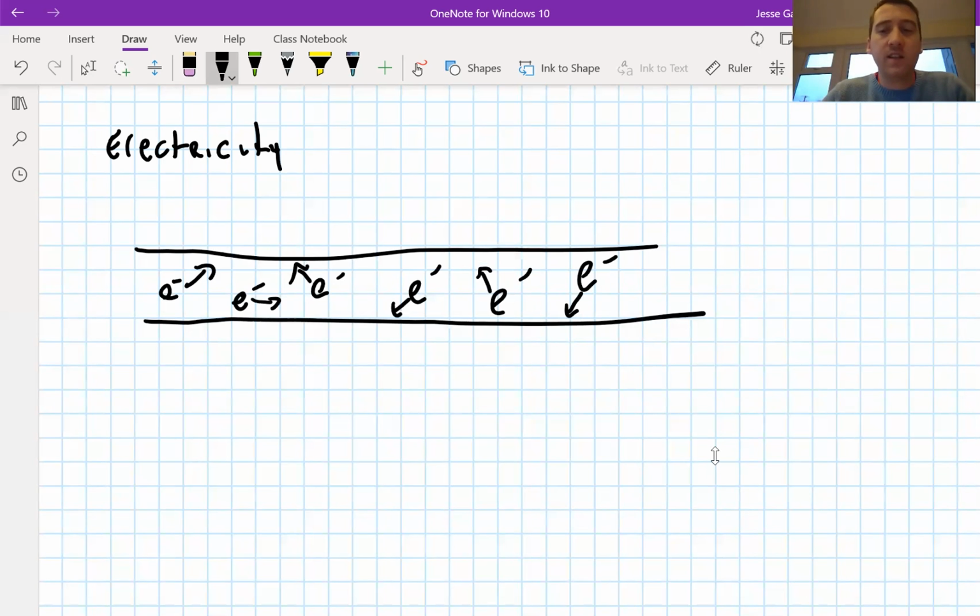Now, this is not all we need for electricity, though. In this case, we do have charged particles, as you can see. So is charge there? Yeah, we have negatively charged.